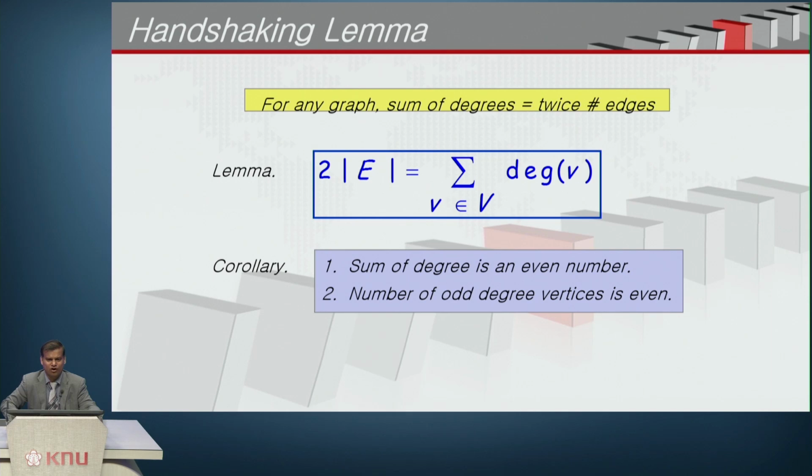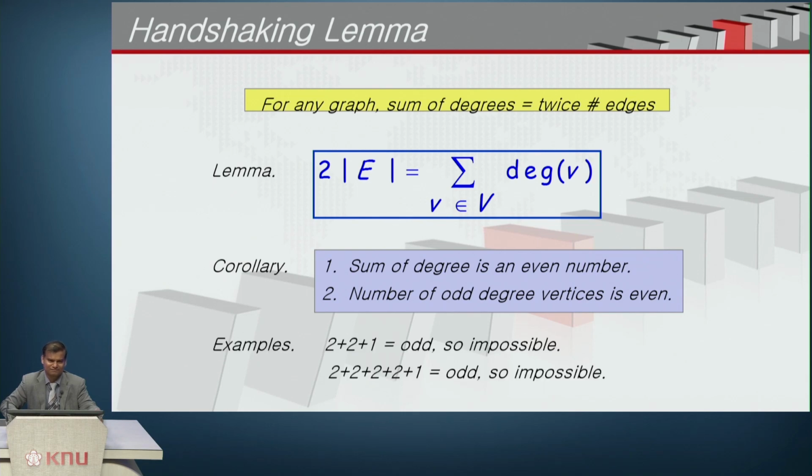The number of odd degree vertices is also even. For example, 2 plus 2 plus 1 is odd, so it is impossible to have such a graph. Again, the previous example we saw, 2 plus 2 plus 2 plus 2 plus 1, is still odd, so it is impossible because of the handshaking lemma.